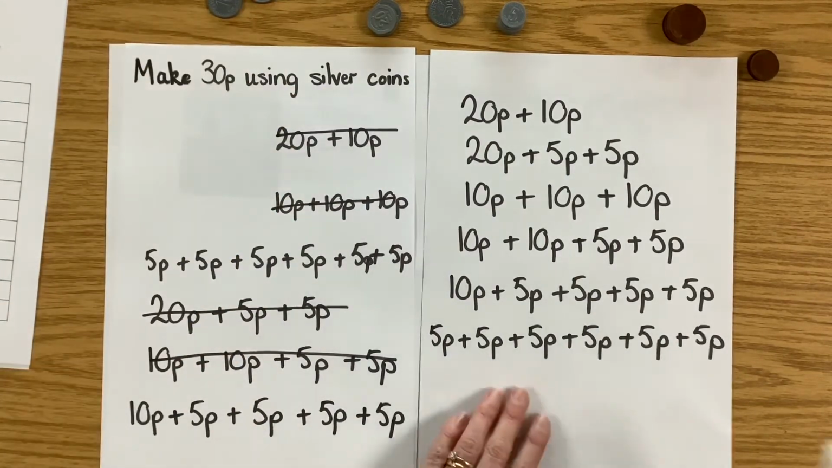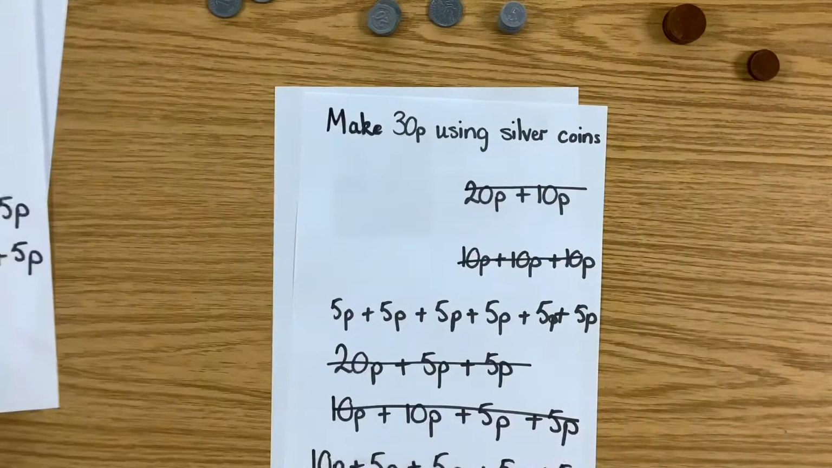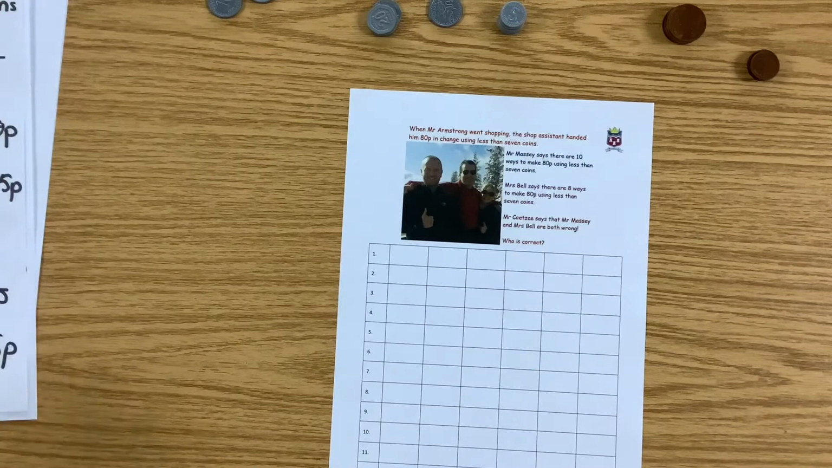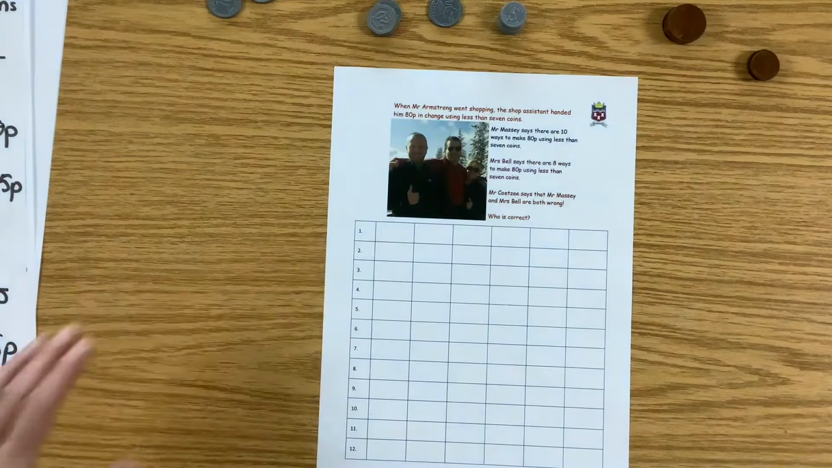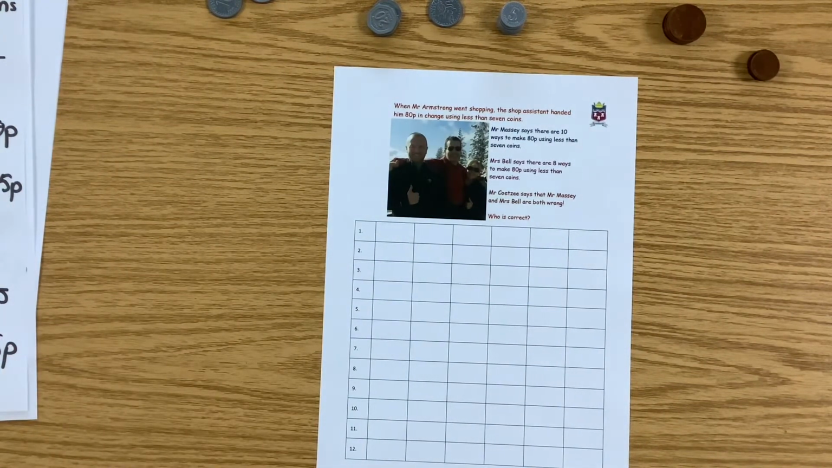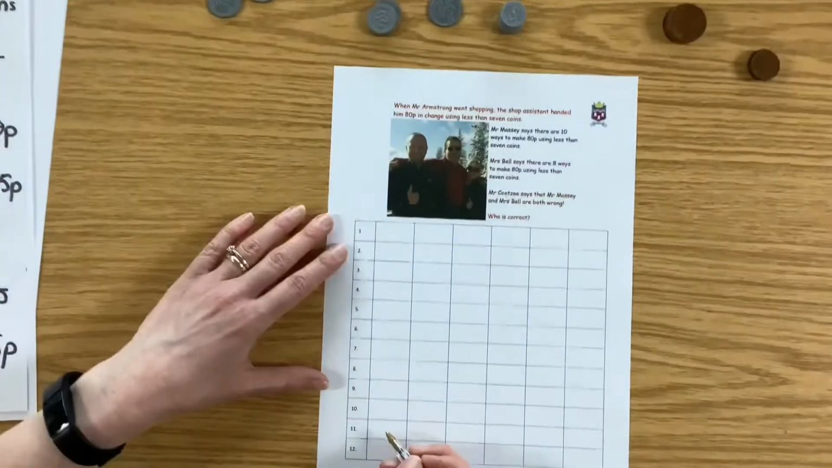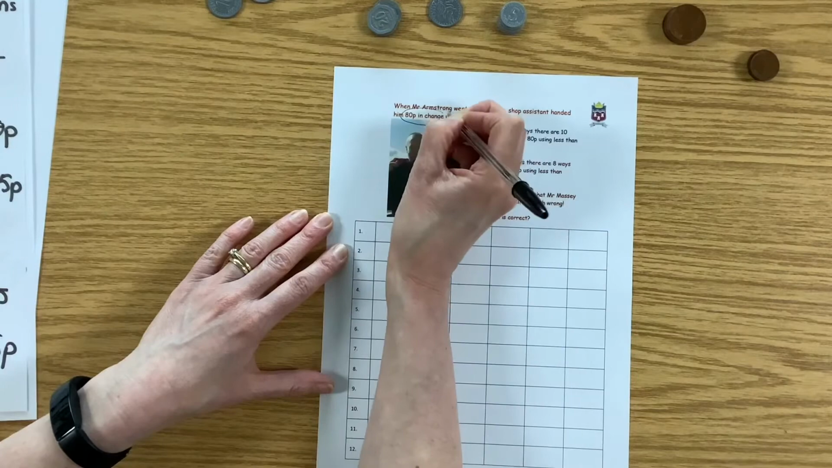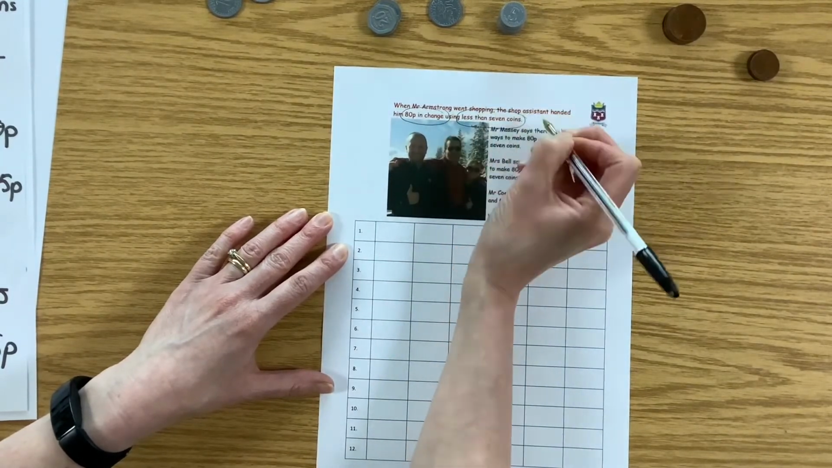For challenge number 2 today, we are going to think about some of the teachers that we have here in Brooklands and Mr. Armstrong. Let's have a look at your challenge for number 2. Your challenge for number 2 says, when Mr. Armstrong went shopping, the shop assistant handed him 80p in change using less than 7 coins. Now, the things that are important here, it's 80p and it's less than 7.